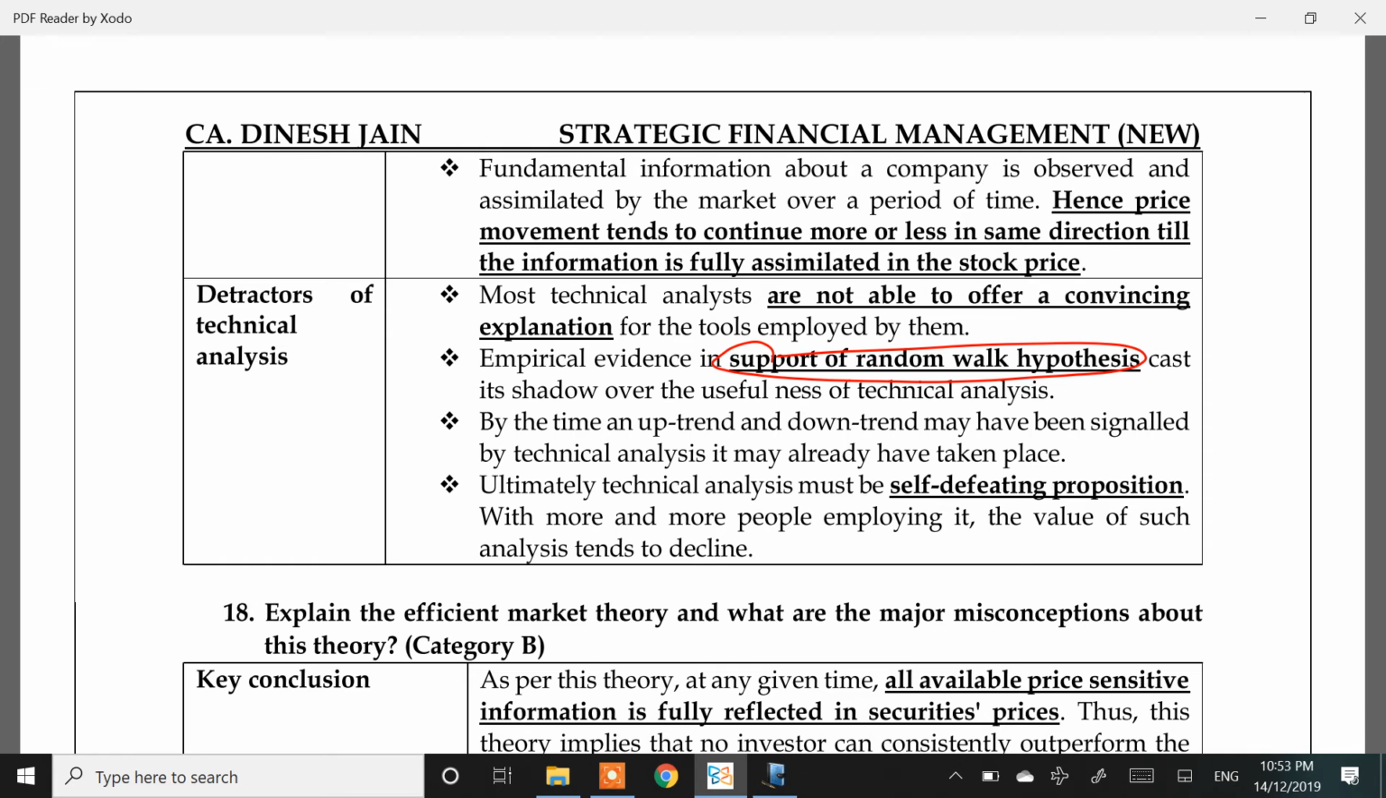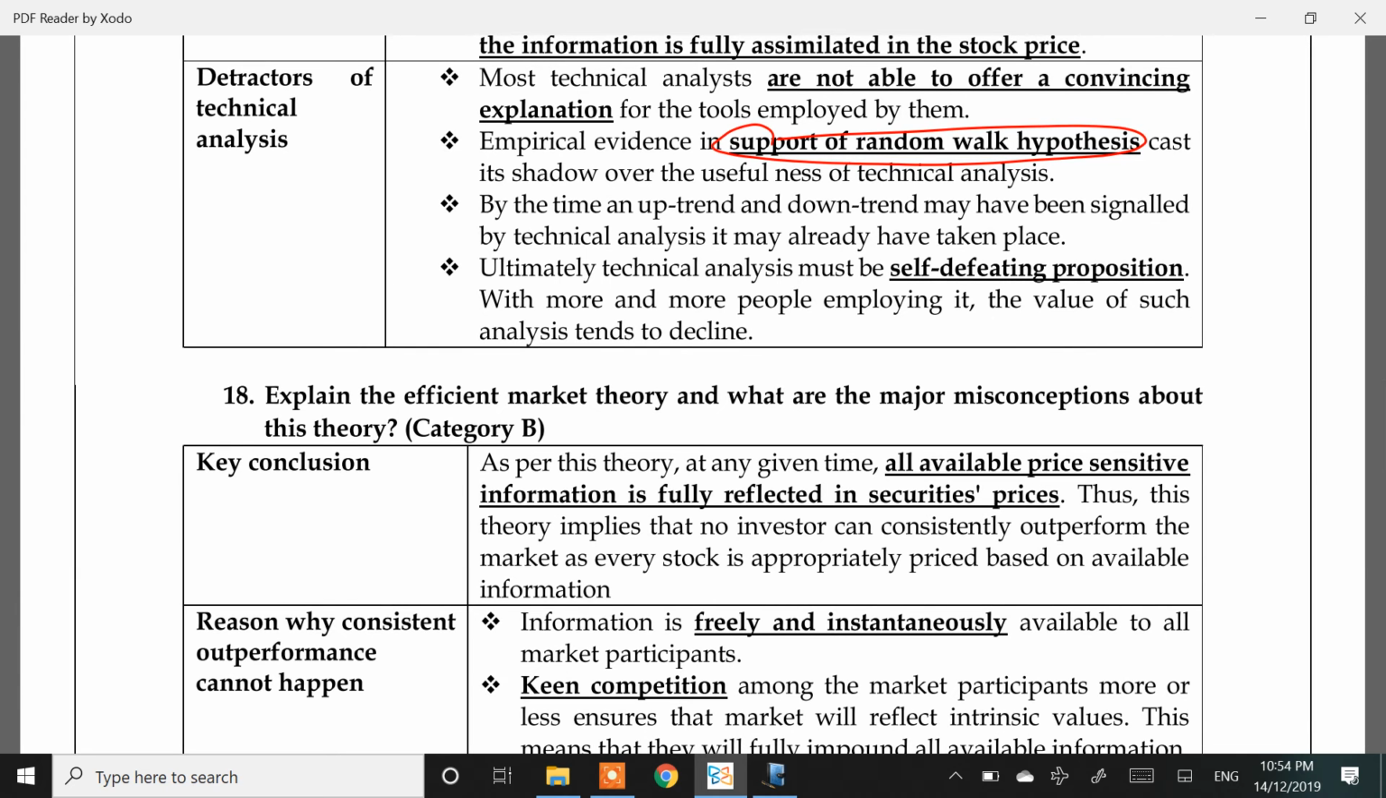Now the next part is the efficient market theory and its major misconceptions. What the efficient market theory says is that whatever price sensitive information exists should fully get reflected in the securities prices. If you announce a new capital expenditure and that capital expenditure is going to give a positive NPV, that NPV should get reflected in the share price. We saw this when we were doing the rights issue analysis. So this theory basically indicates that whatever is price sensitive information, everything should get factored in the share price. At any given time, all available information is fully reflected in securities.